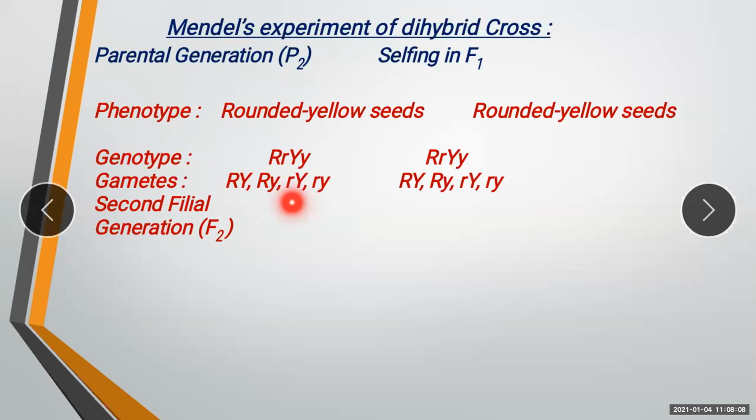This is important. You should be able to write down the gametes. Again, I'll give you capital R, capital Y, then capital R, small y, then small r, capital Y, and then small r, small y. So that's why I've told you to write it down. If you're writing, then you will understand it better. So it will be capital R, capital Y, capital R, small y, small r, capital Y, small r, small y.